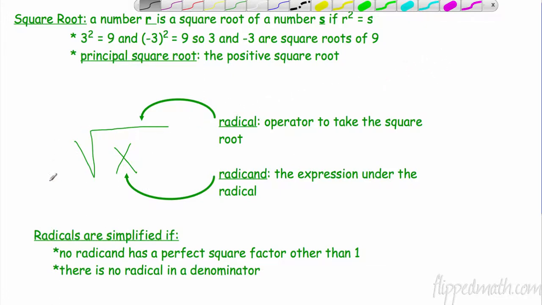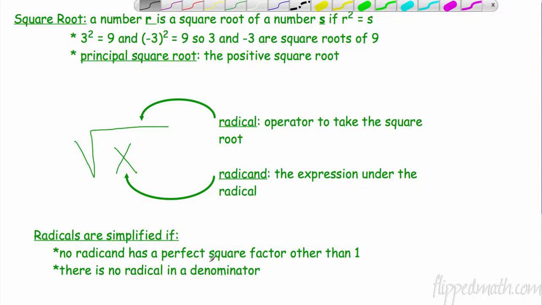All right, let's talk about these things. So this sign here, this is called a radical. It's the operator to take the square root. It tells you to take the square root. Remember, 3 squared, what number times itself equals that number essentially? So the square root of 9, what number times itself equals 9? Well, 3 would be the principal square root, negative 3 would be the other root. And the radicand. The radicand, that's probably a new one for most of you, is the expression under the radical. So whatever's in here, most of the time it's going to be numbers, but it could be variables or whatnot. That's called the radicand.